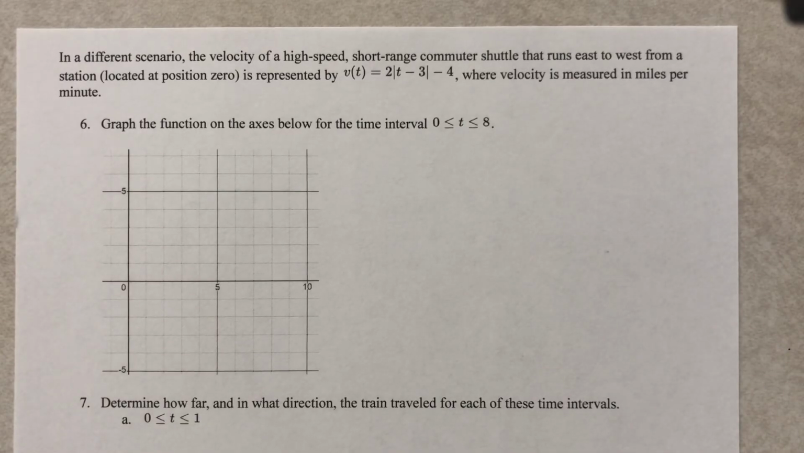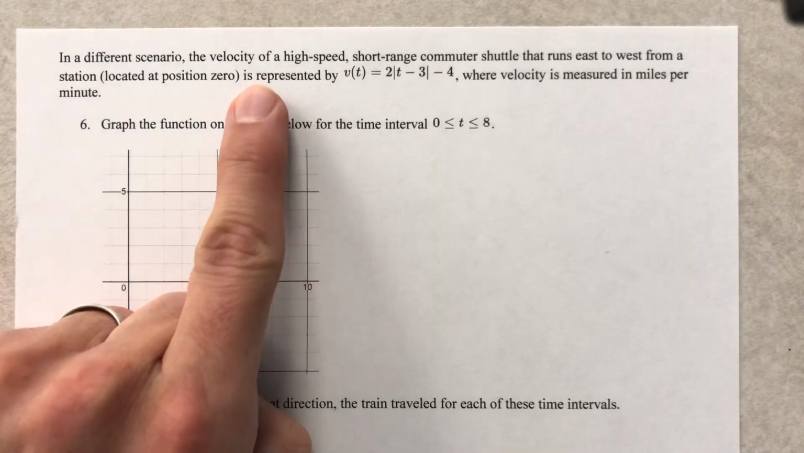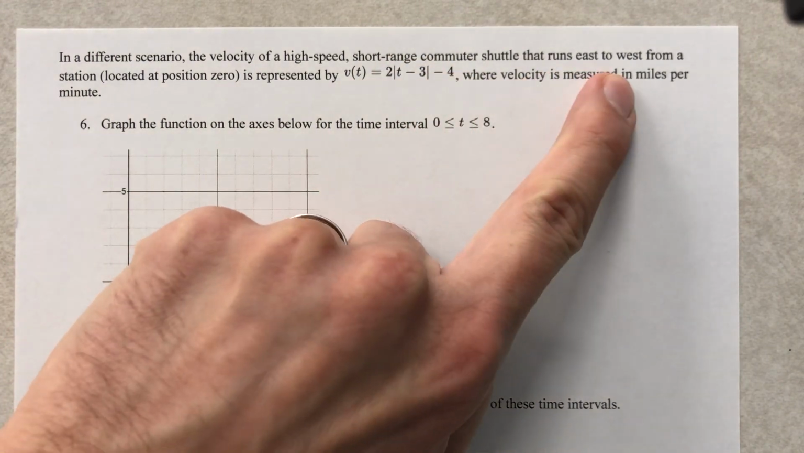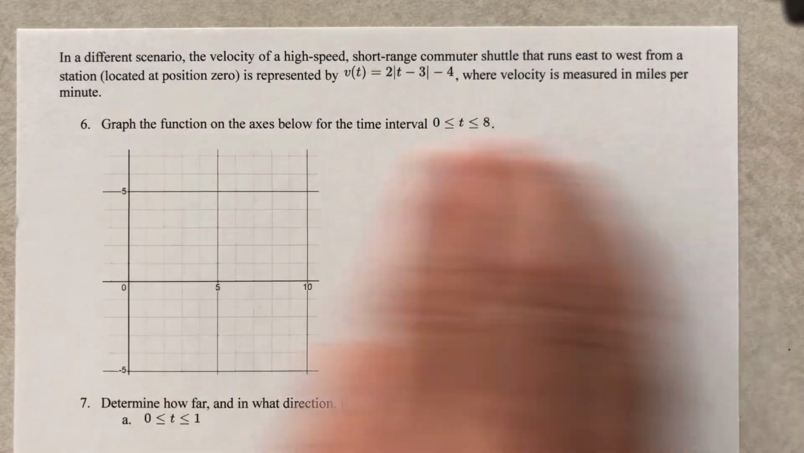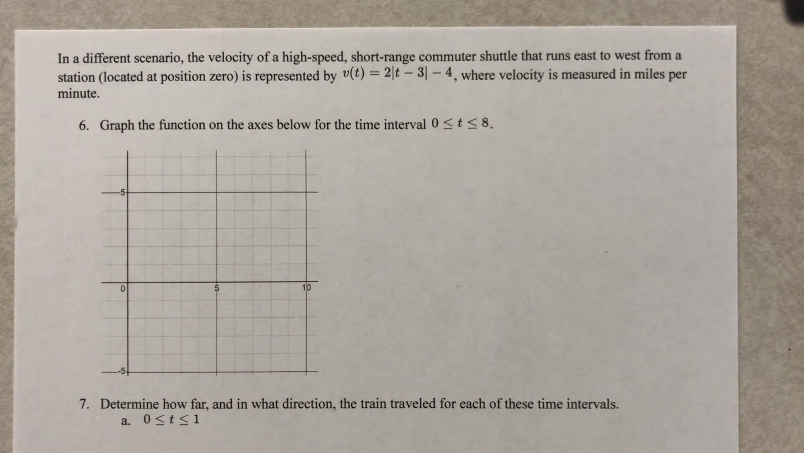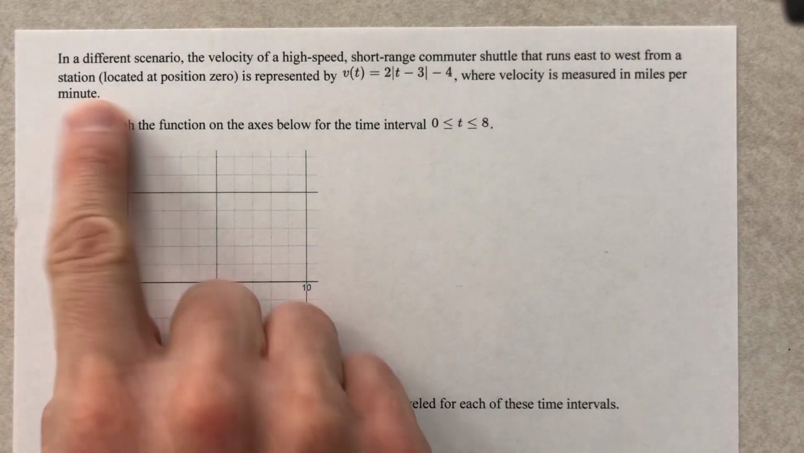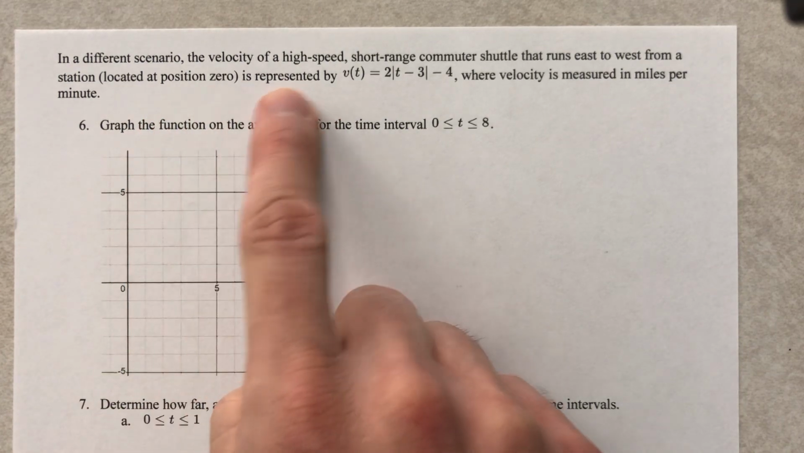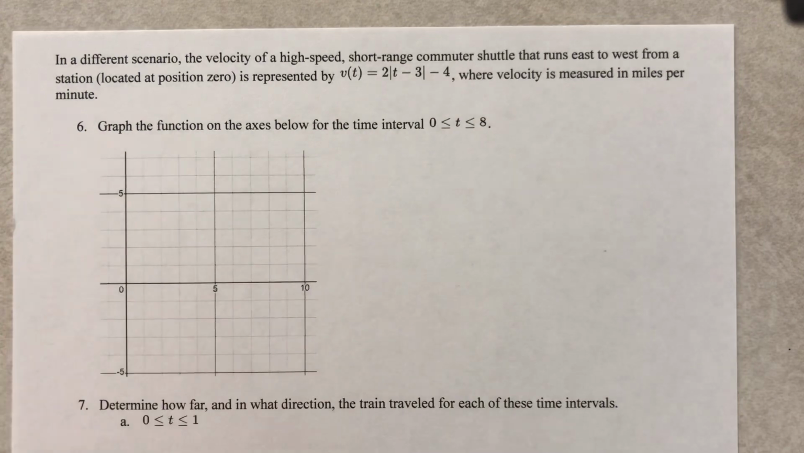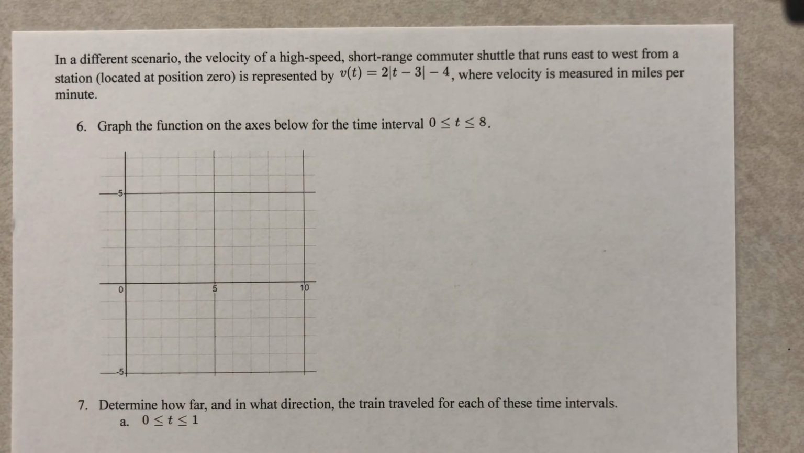Well, we have a different scenario now, and it's velocity that we're dealing with of a high-speed, short-range commuter shuttle that runs east to west. Again, I've got this east-west thing going on for positive direction, negative direction, just from our point of view. From a station located at position 0. It's represented by that function there, where velocity is measured in miles per minute. So we're dealing with miles per minute, which is a thing.